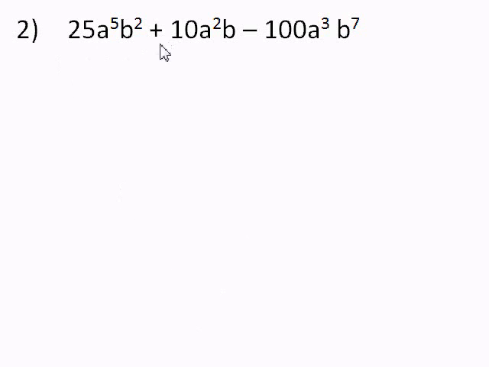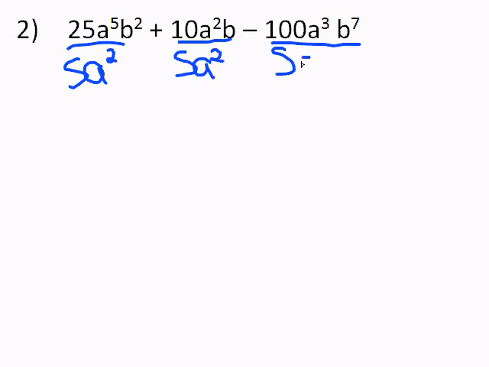25a to the fifth b squared plus 10a squared b minus 100a to the third b to the seventh. Notice that all of these terms are divisible by 5, being the largest number they can all be divided by. If we look at it, we have a to the fifth, a squared, a to the third. They all have at least a squared in common. Then we look at b squared, b, and b to the seventh. They all have at least b in common, b being the lowest exponent, b to the first.